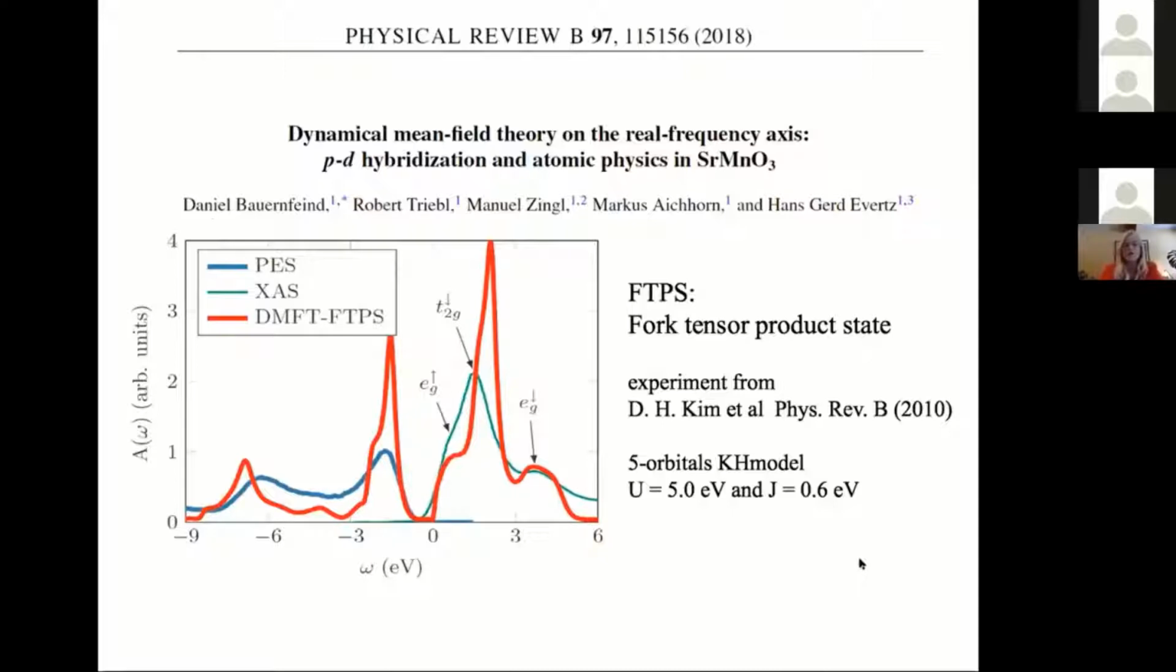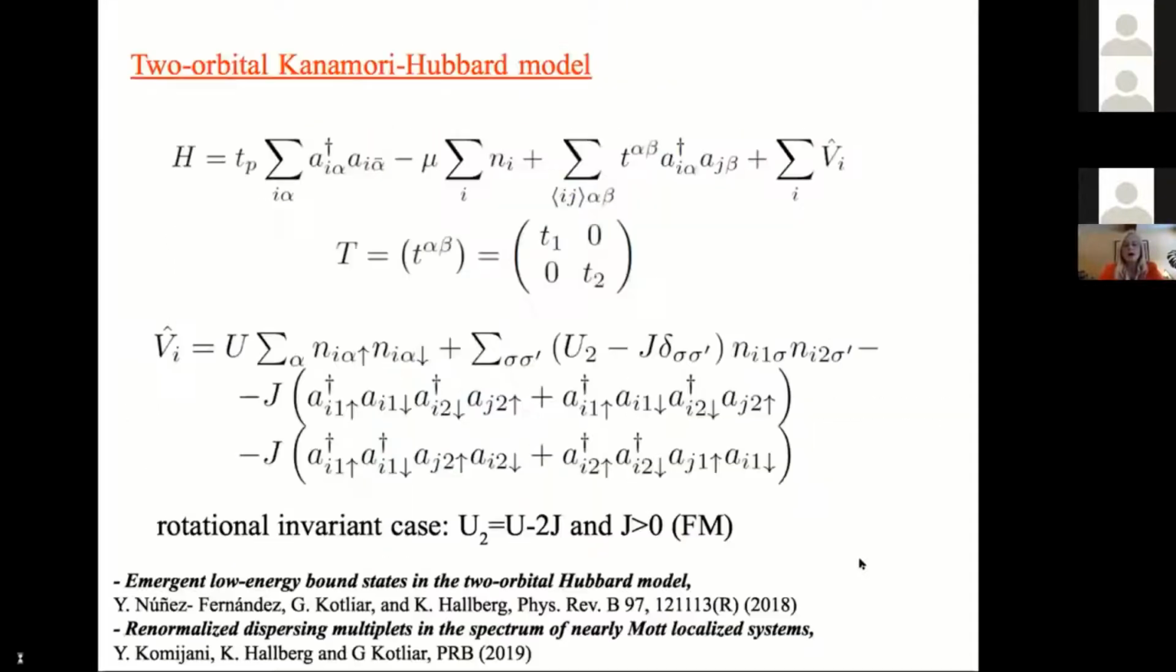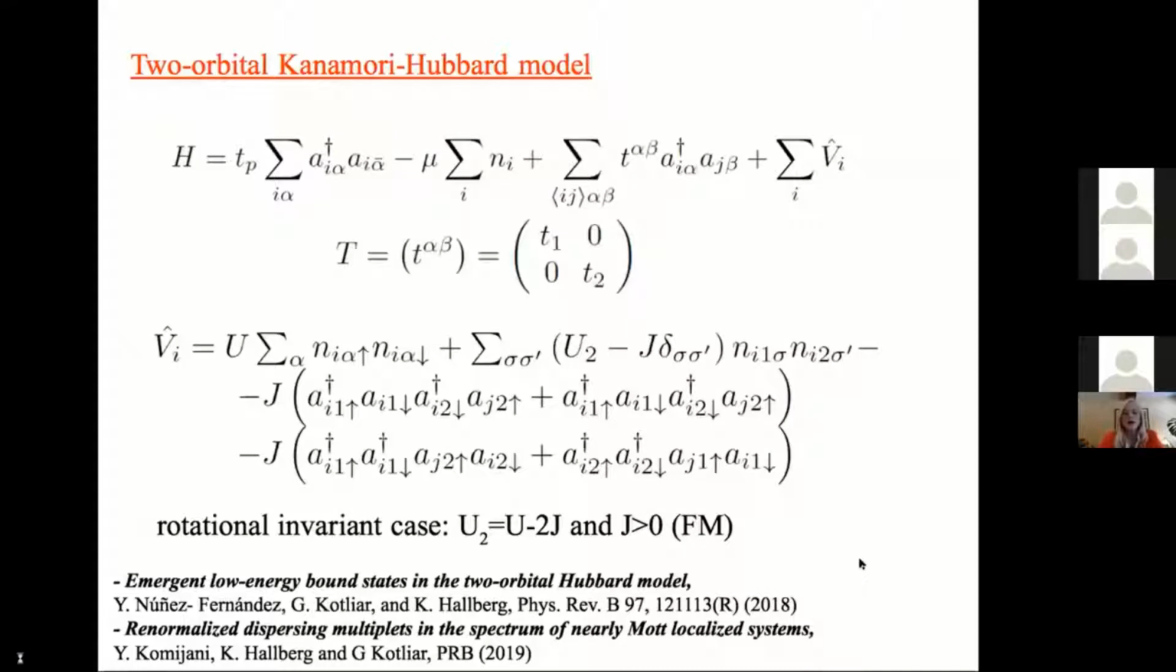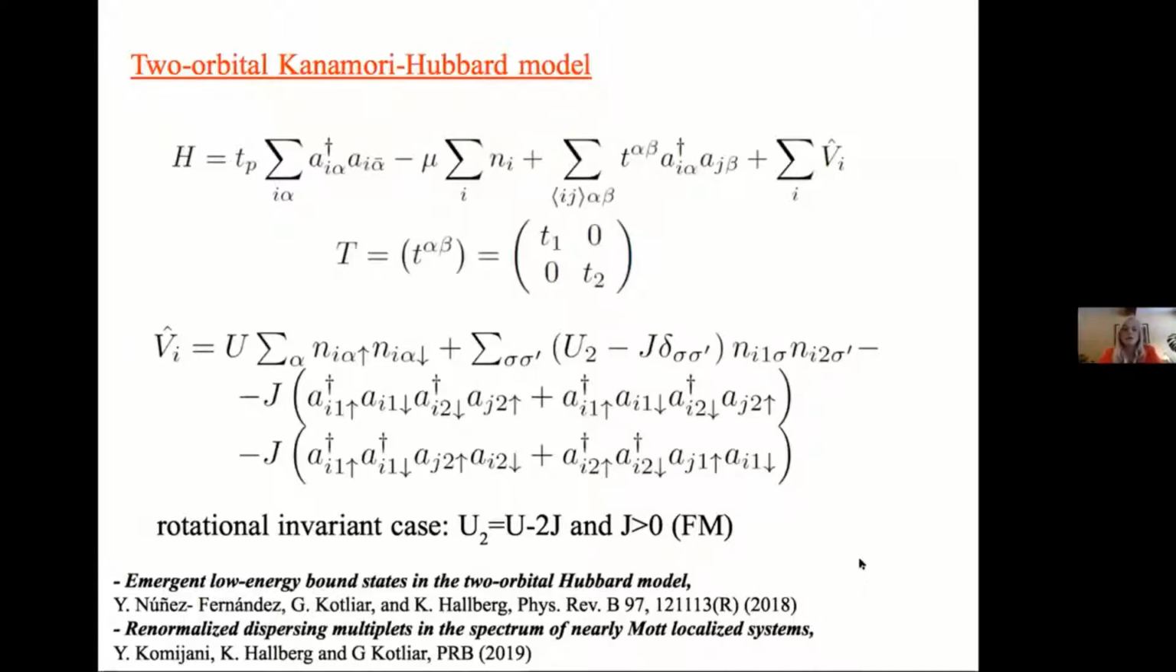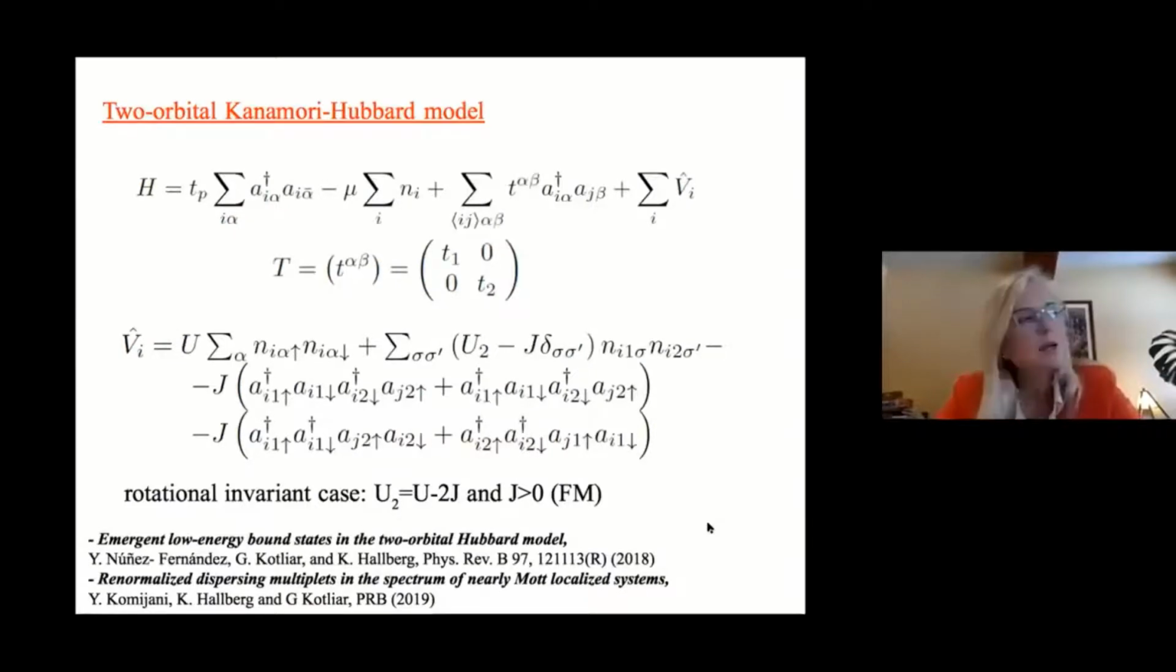So let me just go back to our results. Towards the end of the talk, I would like to show you our results and how we were able to get real detail on the spectral densities with the DMRG impurity solver.